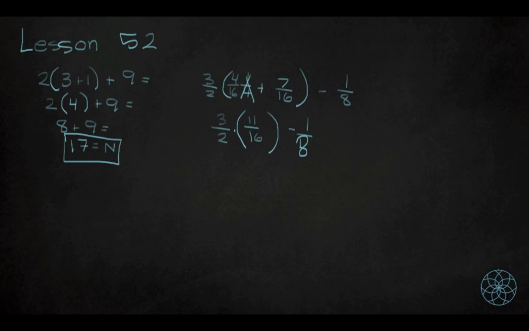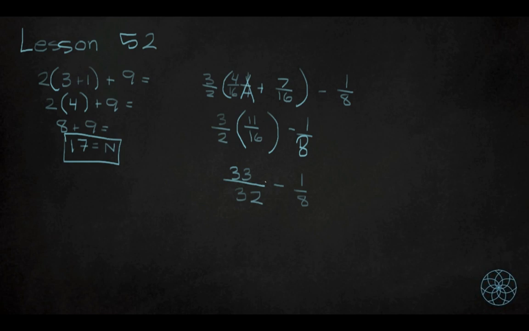Okay, so now do we do subtraction first or multiplication? Well, we do multiplication first. So 3 over 2 times 11 over 16 will be 33 over 32, and then minus 1/8.